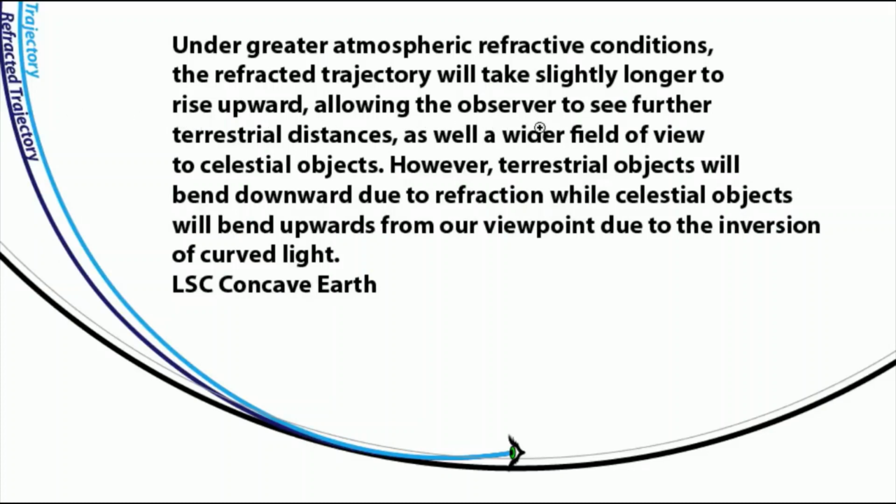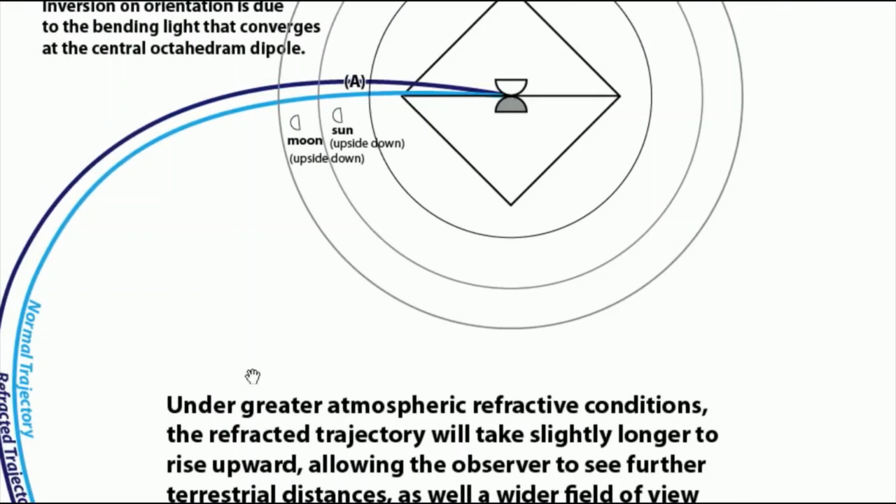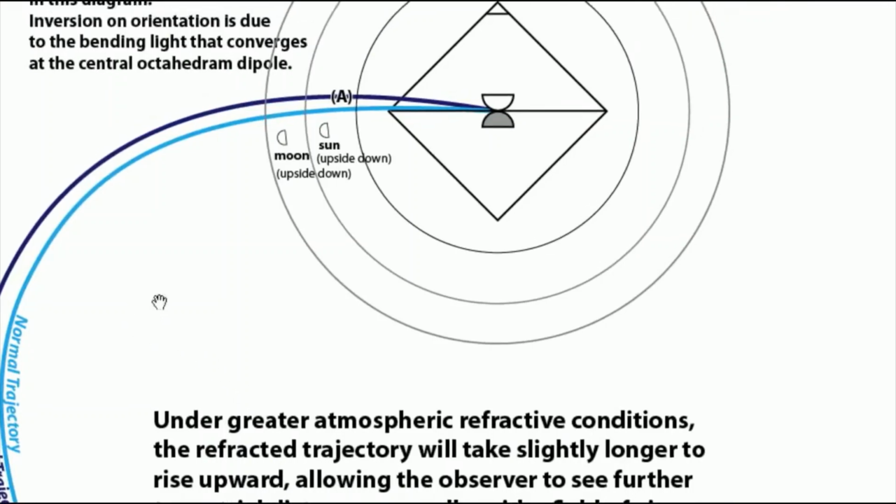Understand? Allowing the observer to see further, as well as a wider field of view to celestial objects. So that purple line, when refraction is at work, is going to give you a wider view from this point here, obviously all the way to the other side over here.